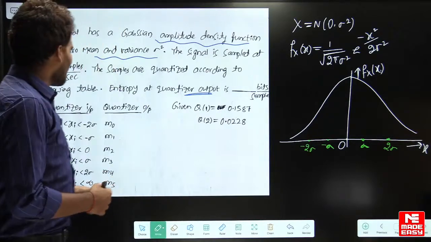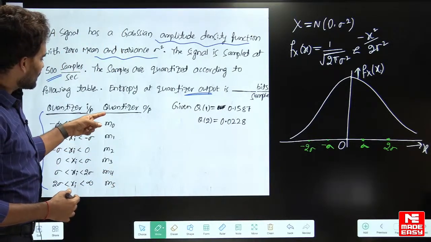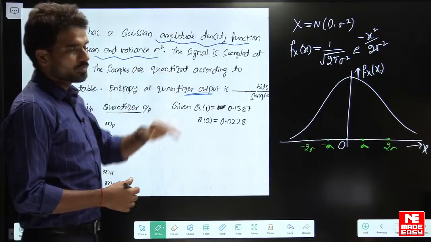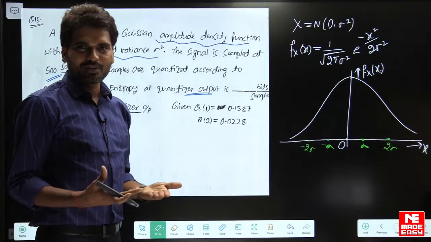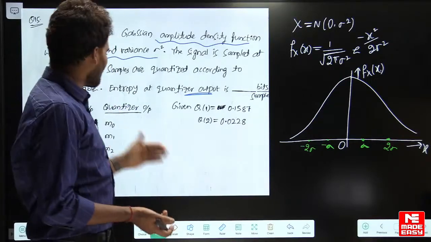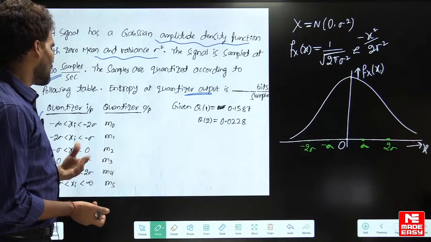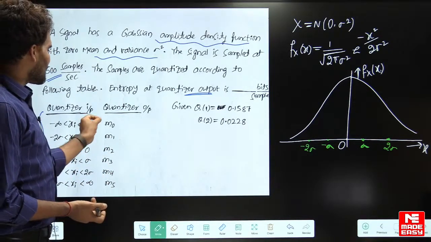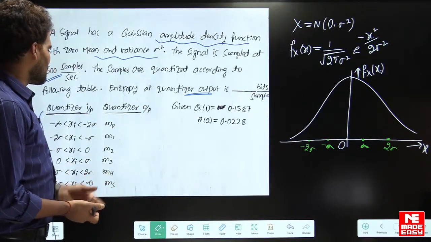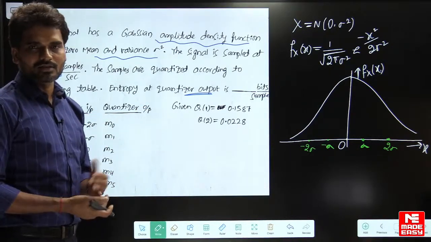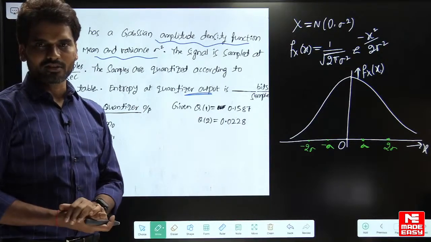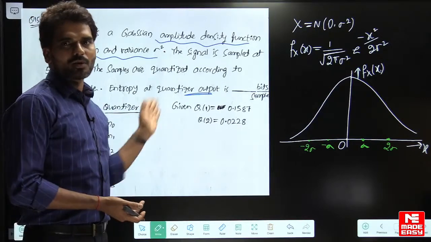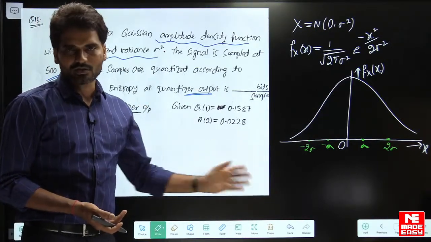So first we have to find the probabilities for these quantization voltages. Once you have the probabilities, you can find the entropy. To find the entropy, we need the corresponding probabilities, that is PM0, PM1, PM2, and so on. At the output of the quantizer, what is the probability to get M0? What is the probability to get M1? Once you have those probabilities, you can find the entropy, and the coding will be done based on those probabilities.